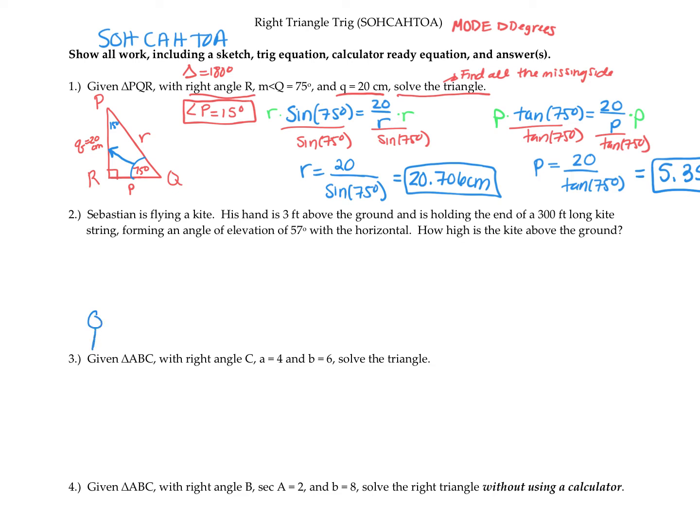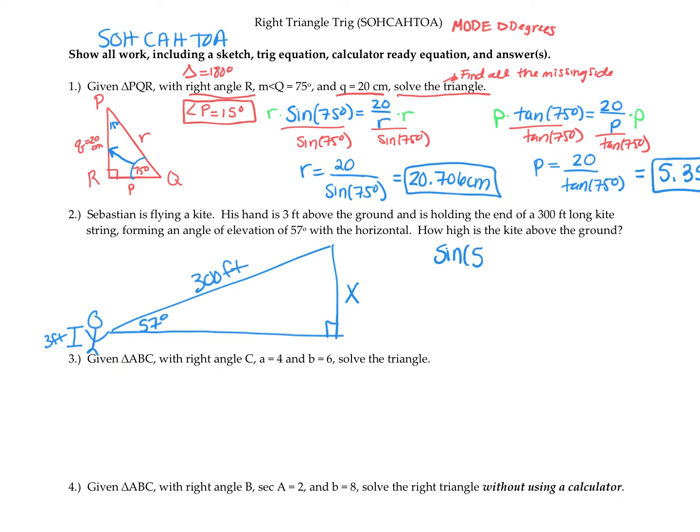All right, so here let's have Sebastian, and his hands are 3 feet above the ground. Here's the horizontal with his hand. There's the kite going up, and we know that the kite string is 300 feet, and the angle of elevation was 57 degrees. They want us to find how high it is off the ground. So this is again going to be a sine problem. Sine of 57 degrees equals x over 300. To solve this, I multiply both sides by 300, so my calculator-ready answer is 300 times the sine of 57 degrees.